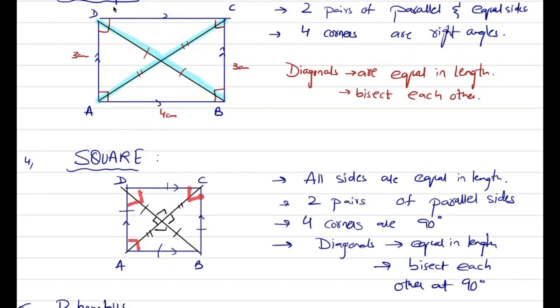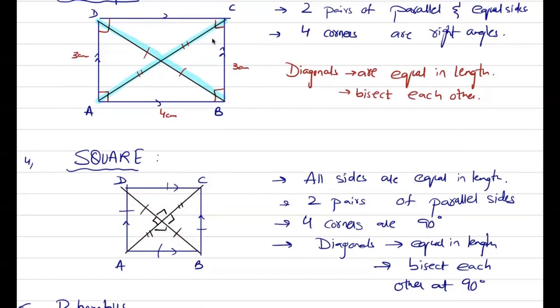All the angles are 90 degrees. Okay, the diagonals are equal in length and they bisect each other at 90 degrees. So in a square, the diagonals are bisecting each other at 90 degrees. So you can have four right angle triangles at the center. Is this property clear? Any questions till here?